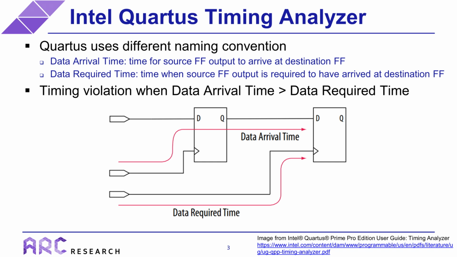Before I jump into using the timing analyzer, I first need to explain the naming conventions used in Quartus, which are slightly different than what I've presented previously. So the Quartus timing analyzer compares two different times, a data arrival time and the data required time. Data arrival time is the time it takes for the source flip-flop's output to arrive at the destination flip-flop, which is similar to my definition of the time between flip-flops. The data required time is similar to what I previously called the deadline. It is essentially the time when the output of the source flip-flop is required to have arrived at the destination flip-flop. So let's take a look now and see how these times are slightly different than my previous definitions.